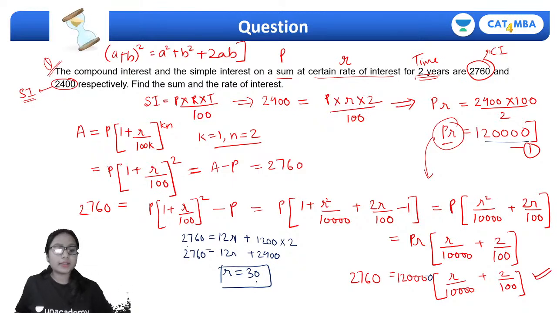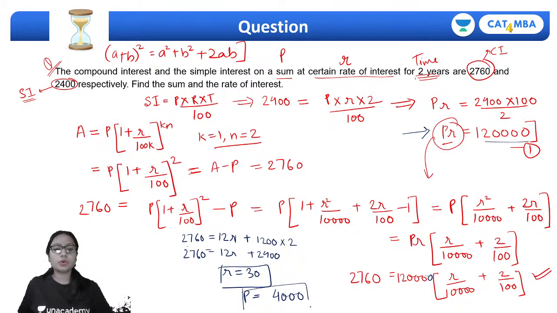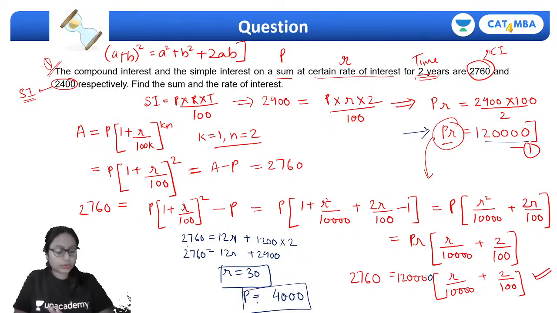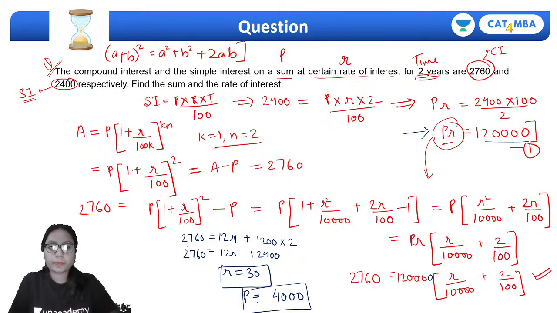Now that I know that the value of r is 30, I will put it in equation 1 and then we can get the value of principal as 4000. Alright, so I hope this question is clear to you. If there is any difficulty in this question, you can ask. And if this question is clear, please give me a thumbs up so that I can proceed.